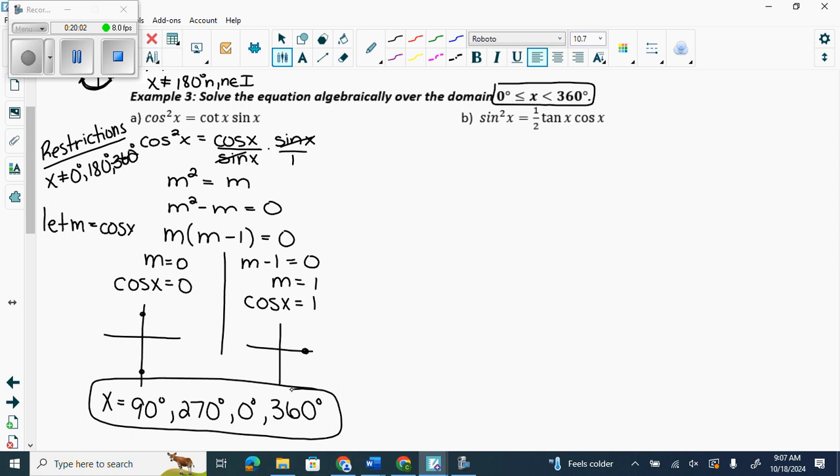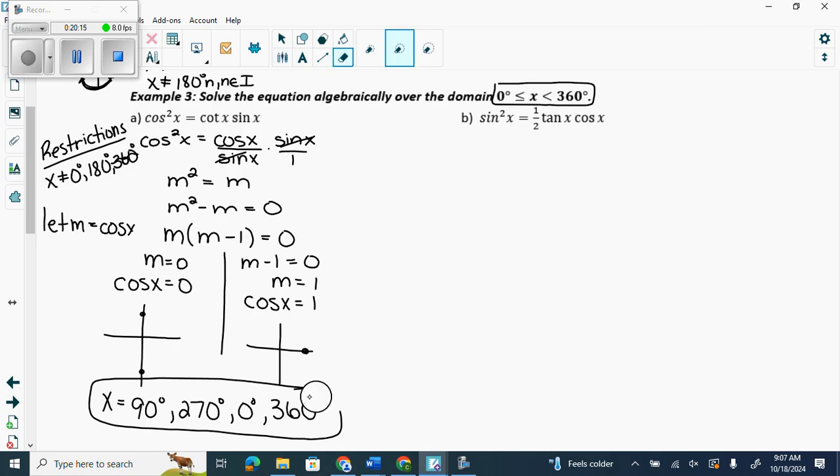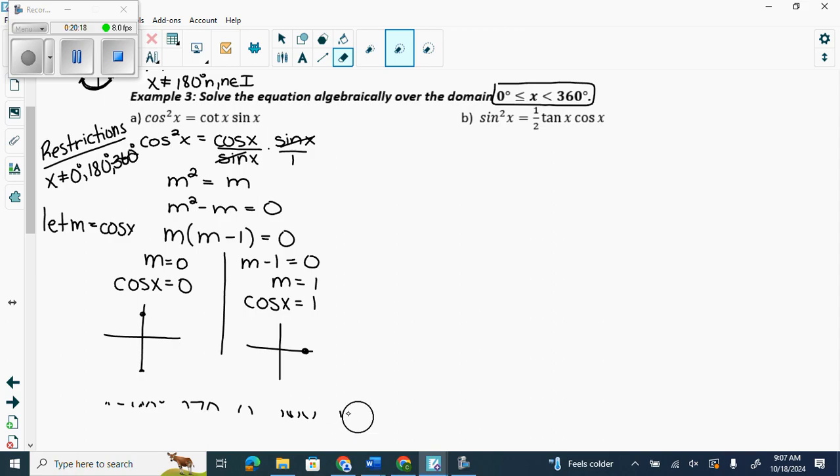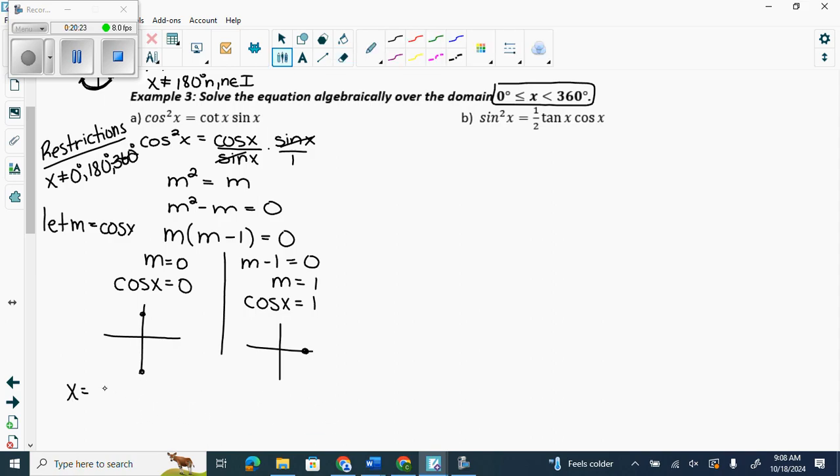Why am I wrong? First off, the restrictions here would kick out 0. They're not kicking out 360 because the domain would kick out 360, right? So, if I wanted to do this, I would not do that. Hope you're using pencil. All right, x would equal 90 and 270. And x would equal 0 degrees. I wouldn't even put 360 because the domain kicks that out. I would circle it. What would I do? Put a line through it, reject it, and say extraneous.